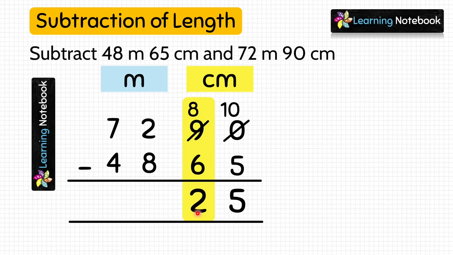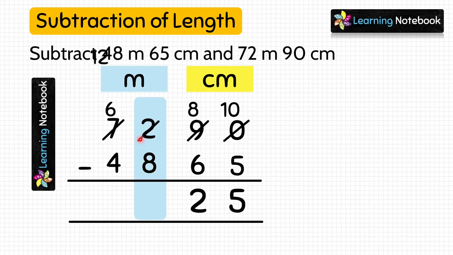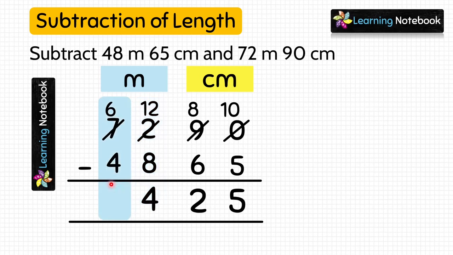Let's move to the meter column. But 2 is weaker than 8. So 2 borrows from its neighbor 7. So 7 becomes 6 and 2 becomes 12. And 12 minus 8 equal to 4. And lastly, 6 minus 4 equal to 2. So in this way, we have subtracted the meter column as well as the centimeter column separately.